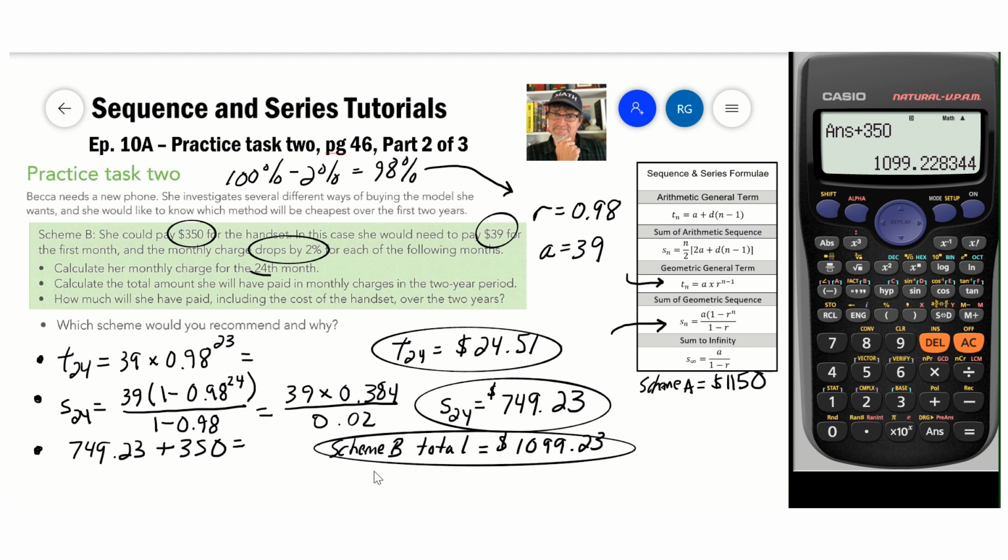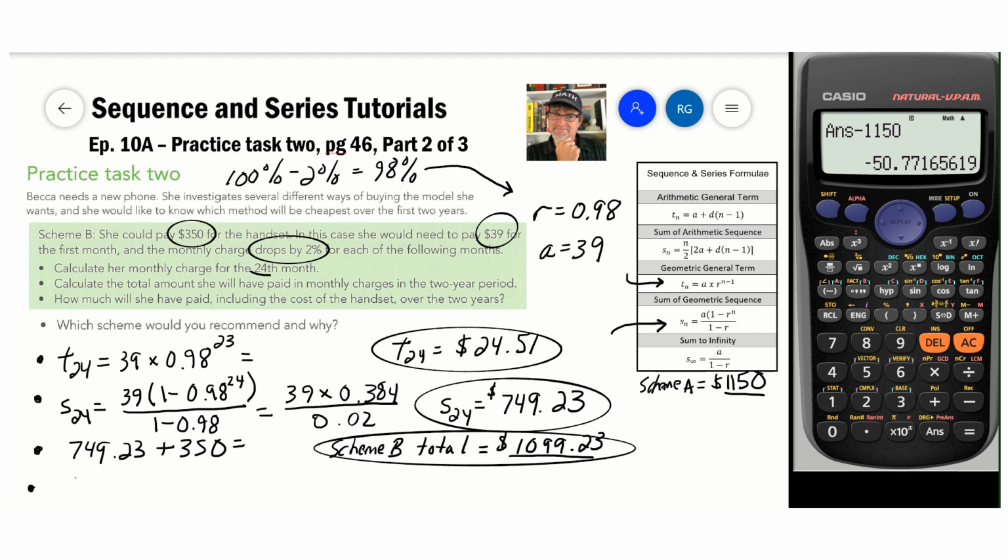Great. So now they're asking which scheme would you recommend and why? Okay, Scheme A, we saw from part 1, was $1,150. Scheme B is $1,099.23. So Scheme B is cheaper. Let's see by how much. Now just ignore this negative sign since I've done them in the opposite order. That's okay. But the difference between them is $50.77. So which scheme would you recommend and why?